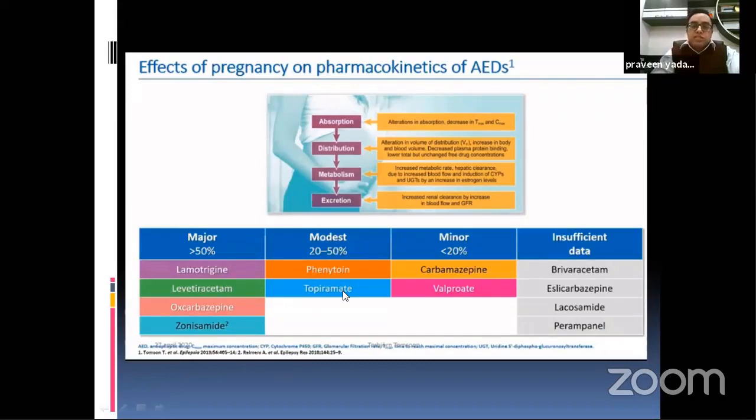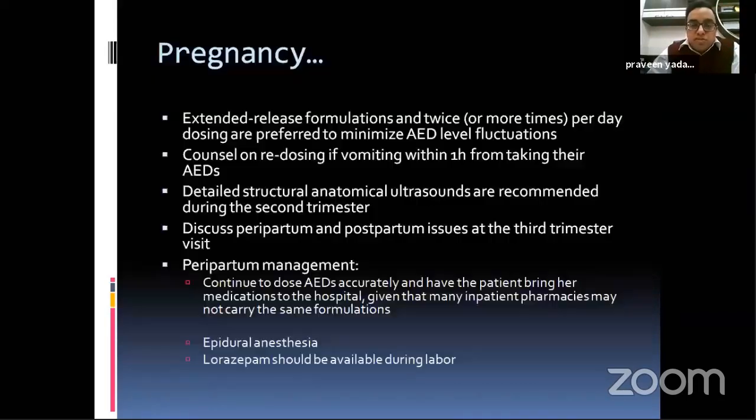So because of the changes in the drug metabolism, there may be changes in the dosage, which has to be taken care of whenever a female gets pregnant. So this is the first issue. The second important issue which we all consider is teratogenesis.